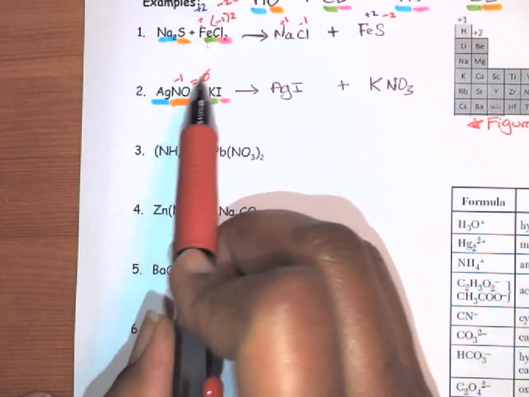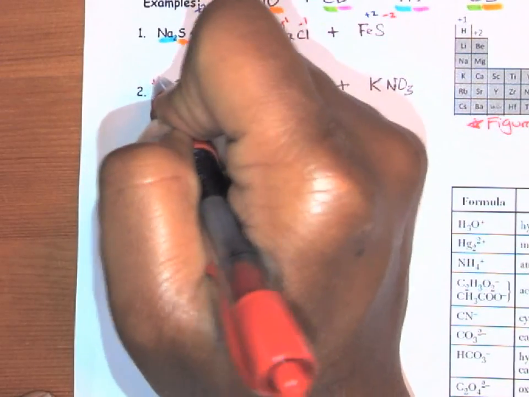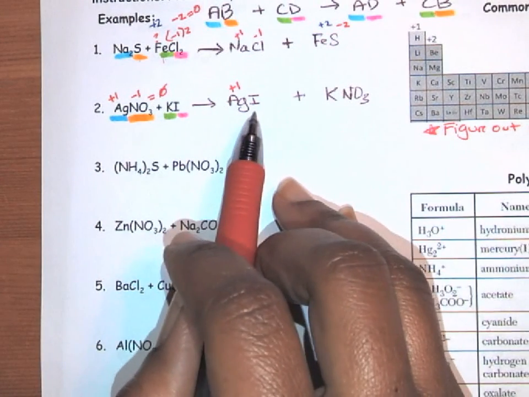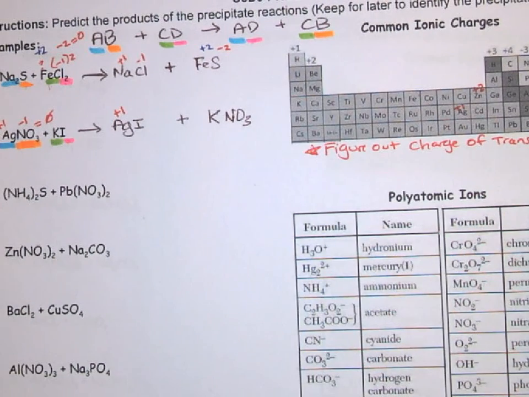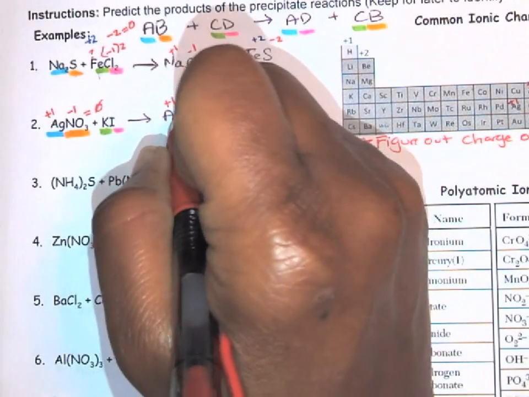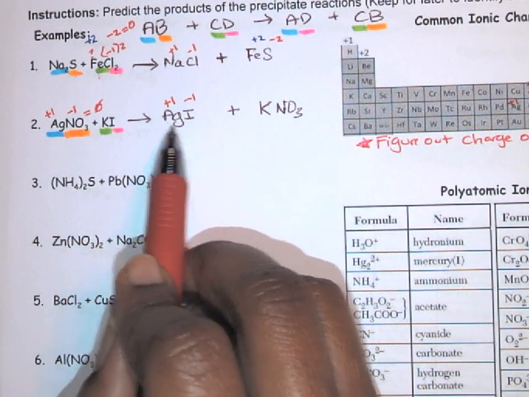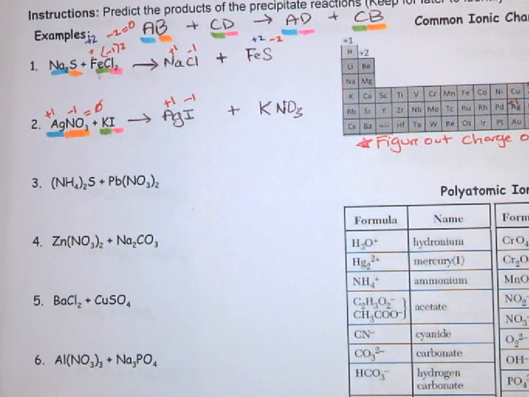So I'm asking myself, what can I add to -1 to give me a 0? That answer will be +1, and that means silver has a +1 charge. Remember, I'm doing this to check if this is the correct formula. For iodine, that's my nonmetal, so I go over to my nonmetal side, and here's iodine. It's in group 17. It has a -1 charge. So this is also looking good. This works out because when I add the +1 and the -1 together, it gives me an overall charge of 0, so that's good.